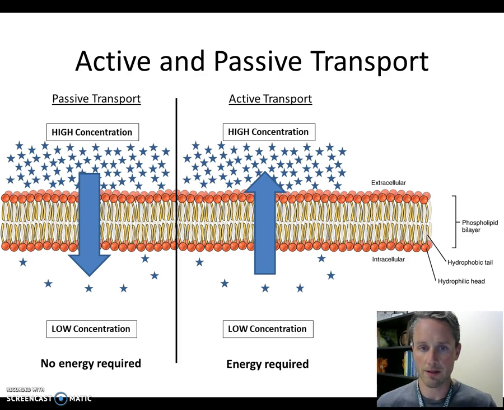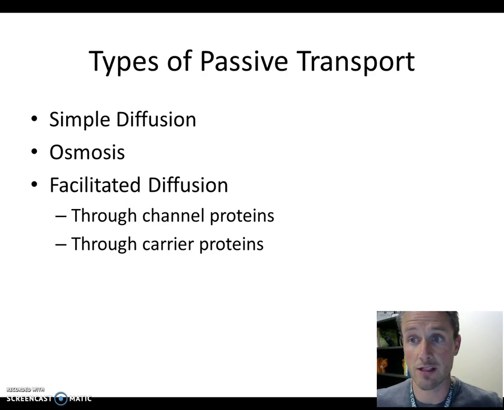Okay? So we're going to walk through a bunch of specific kinds of passive transport, and then we'll look at some specific examples of active transport. But the key delineation here is the energy requirement and which direction the molecule is moving in relation to its concentration. Okay, so let's look at passive transport first. We're going to think about three kinds of passive transport: simple diffusion, osmosis, and facilitated diffusion. Now there's going to be two kinds of facilitated diffusion, one that involves a channel protein and the other that involves a carrier protein. So we'll discuss those specifics when we get there as well.